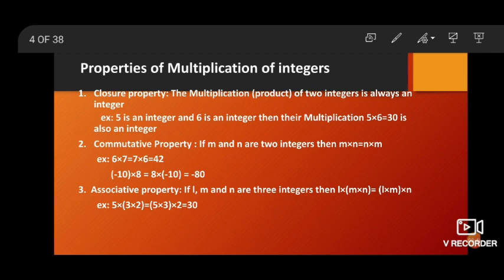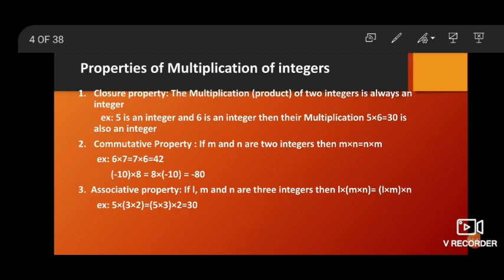Next, the associative property. The associative property is like a sister of the commutative property. In commutative we take 2 numbers and change the order. In associative we take 3 numbers and multiply by changing the grouping of the numbers. That means first we multiply the first two numbers, then multiply with the third number, or else first we multiply the next two numbers and multiply with the first number. Whatever the way we multiply, the answer will be the same.